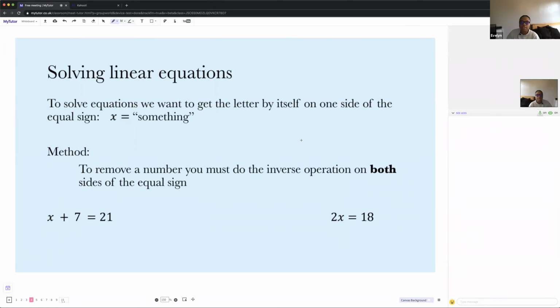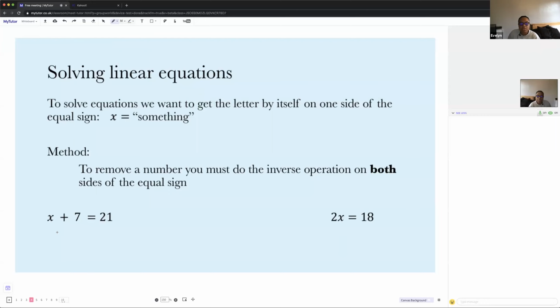Now, to get the letter by itself on one side of the equal sign, we have to remove numbers and letters as well. To remove them, we have to do the inverse operation, and we have to make sure it's on both sides. If we have a look at some of the examples at the bottom, here we've got x plus 7 equals 21. Some of you might just be able to look at the equation and say, okay, I know what x is going to be equal to. But if we use the method of solving linear equations, you'll be able to apply it to loads of different questions. So let's have a go at this.